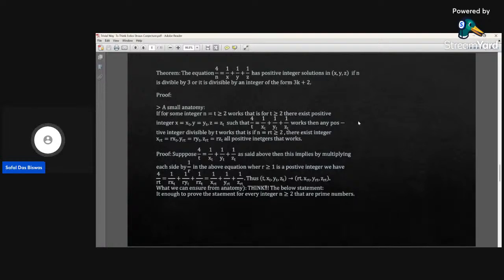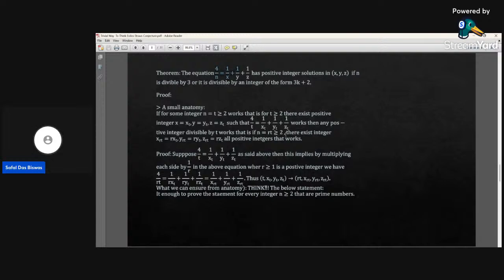If this integer works, then obviously there exist integers x equals some xt, y equals some yt, and z equals some zt, such that 4 by t equals 1 over xt plus 1 over yt plus 1 over zt. Now t works, therefore these integers exist, because t works by our assumption. And these are positive integers, obviously, because the problem is for positive integers. Then we claim that n equals rt also works.